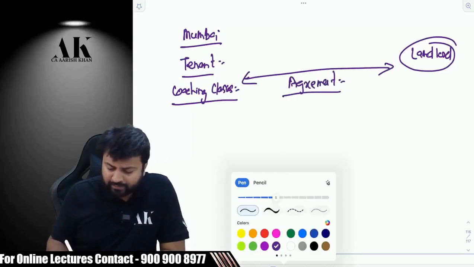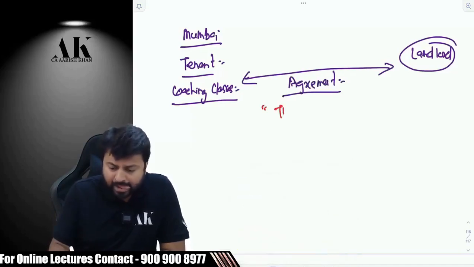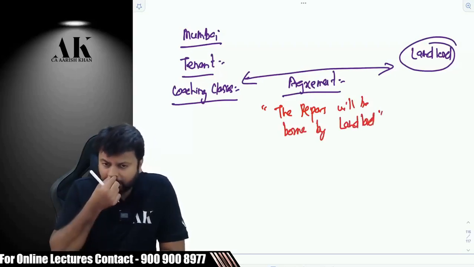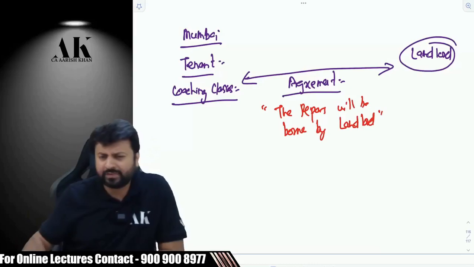And in the agreement, it was written that the repairs will be borne by the landlord. It means I do not undertake to bear the cost of repairs. In case of any problem, I will say that the repairs will be borne by the landlord.